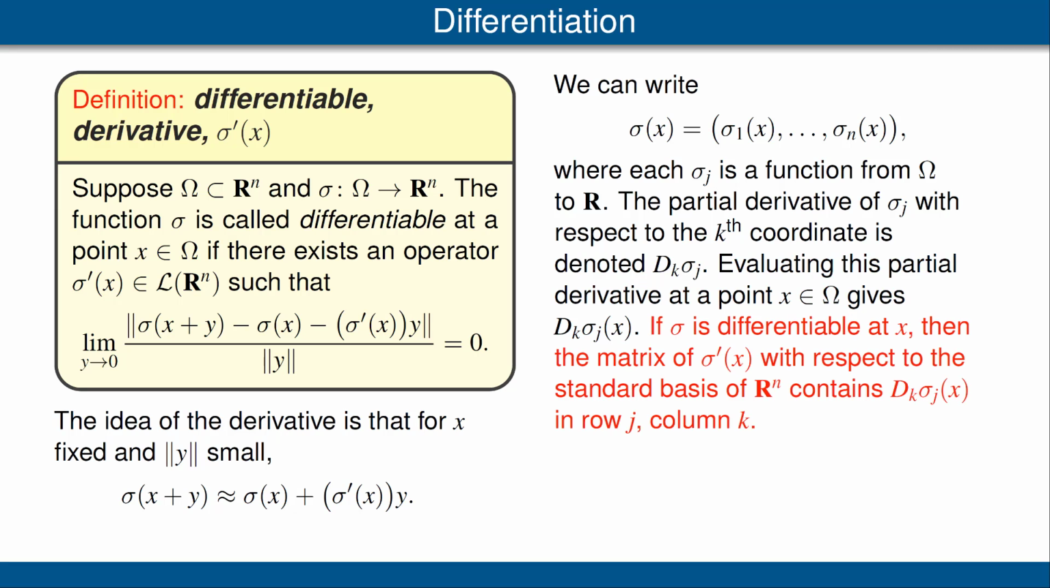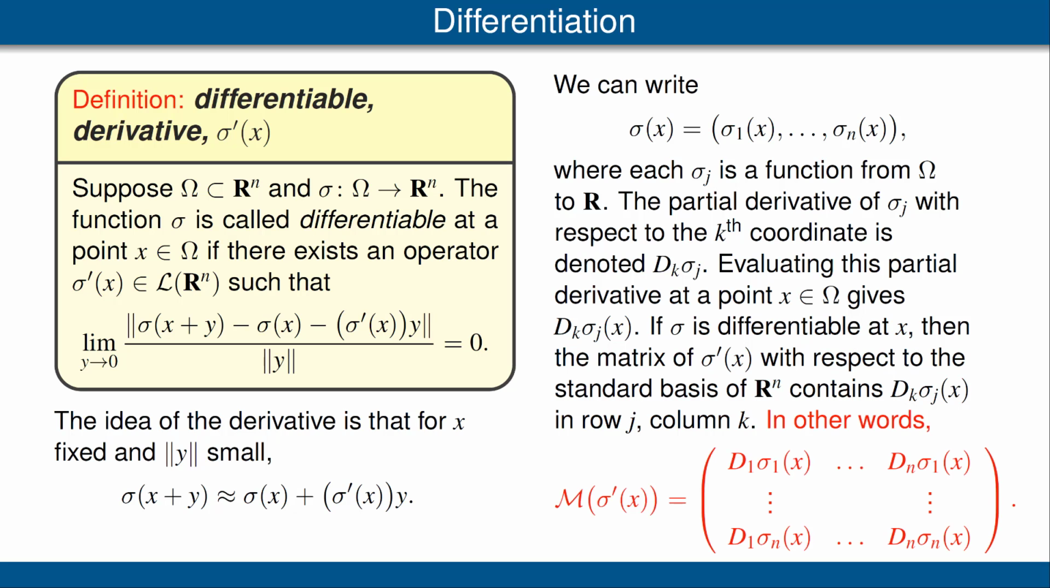Now here's a theorem, not very hard, but we're not going to prove it here. If sigma is differentiable at x, then the matrix of sigma prime of x, remember that's an operator on Rn, with respect to the standard basis of Rn consists of d k sigma j of x in row j, column k. In other words, the matrix of sigma prime of x is as shown here. If this is new to you, you may want to stop the video and think about it, or look in a book to see further explanation about this.